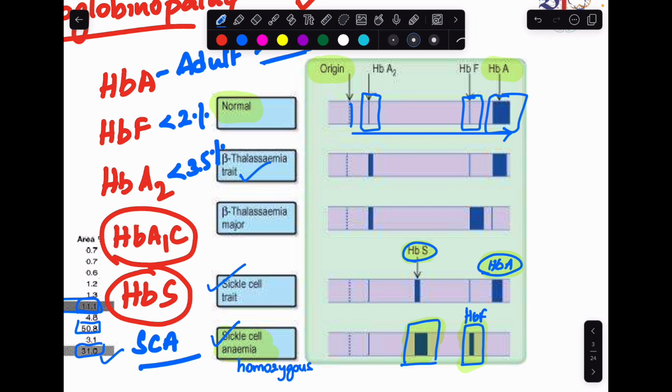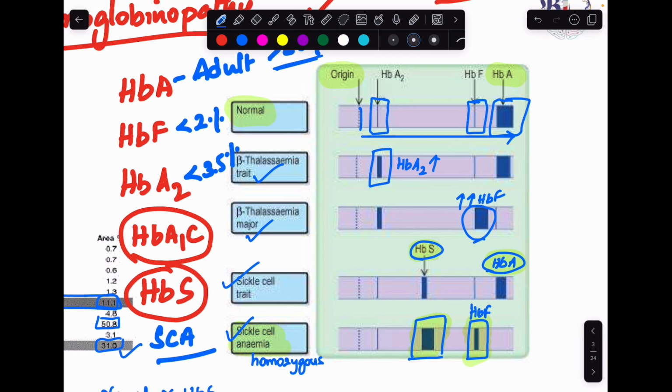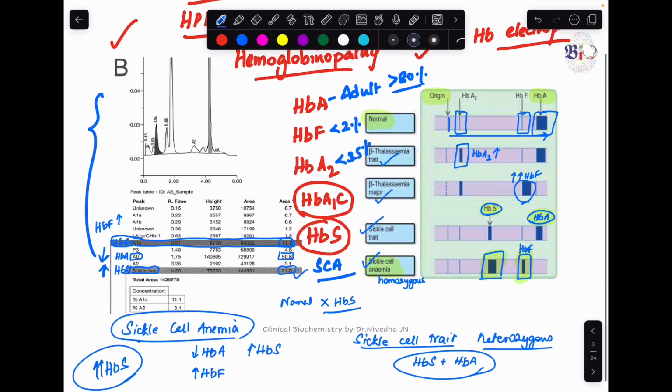Similarly, in beta thal trait, what do you find? In beta thal trait, you find increased HbA2. So whenever in a report there is increased HbA2, then you have to think about beta thal trait. And beta thal major, if it is given, then it would be increased HbF. Alright, so this is how you should interpret hemoglobin electrophoresis and HPLC.